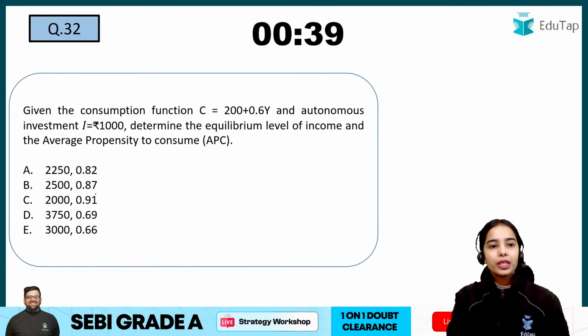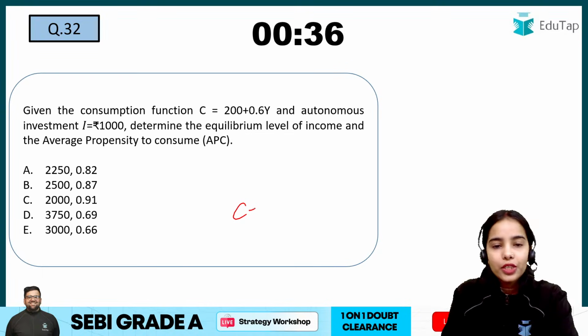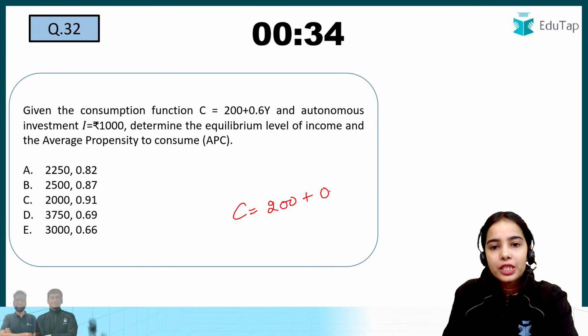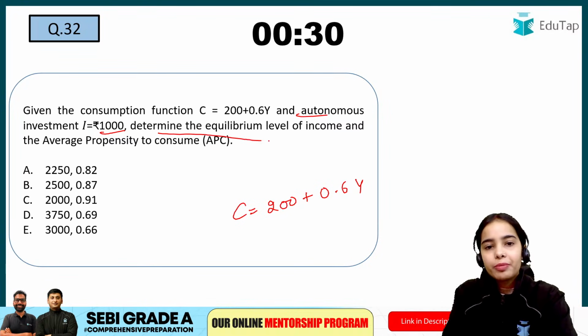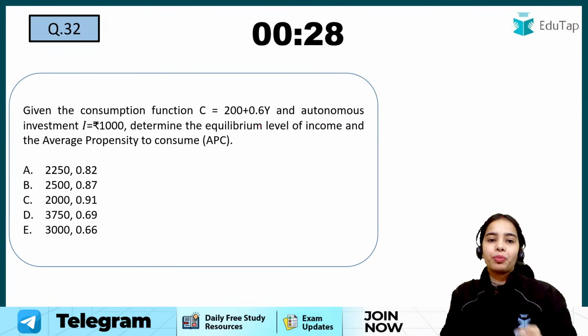Now coming to the next question, given the consumption function. The consumption function is 200 plus 0.6y. Autonomous investment is 1000. Determine the equilibrium level of income and average propensity to consume.